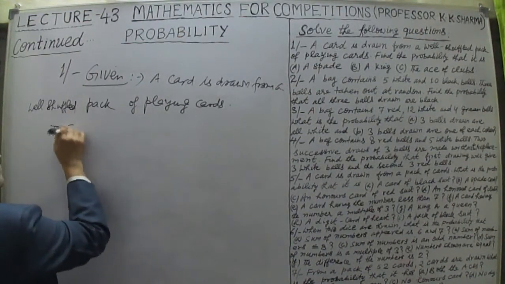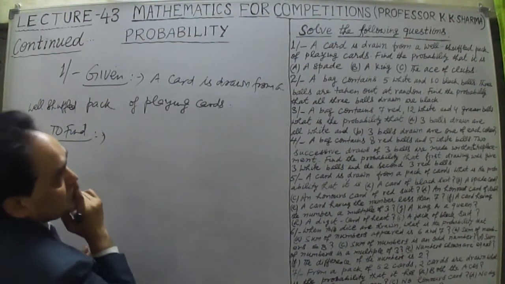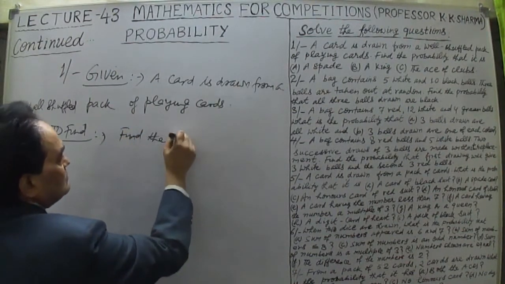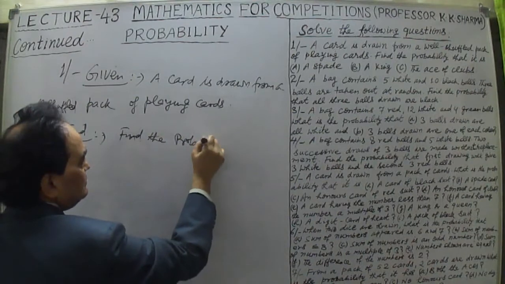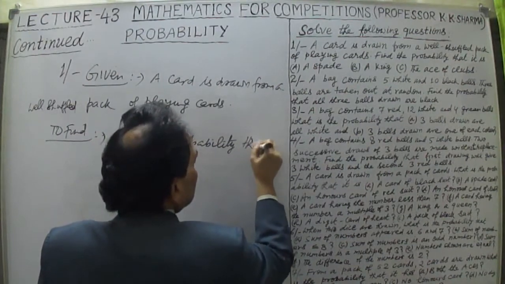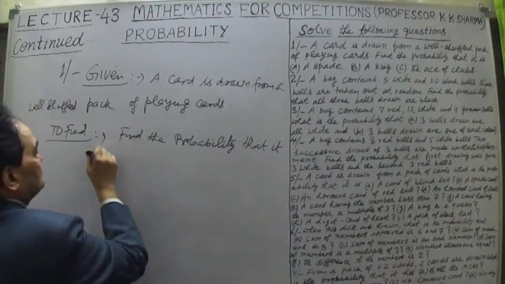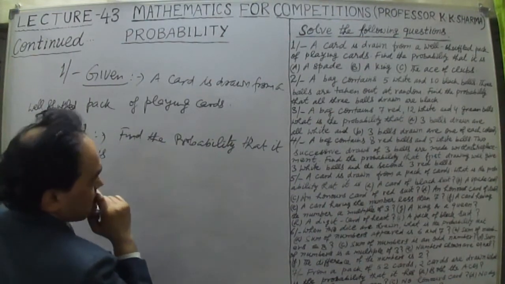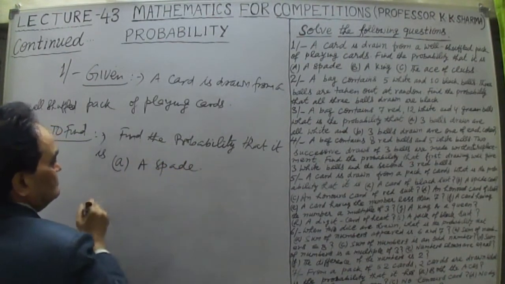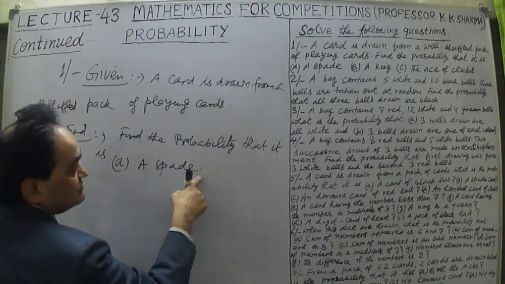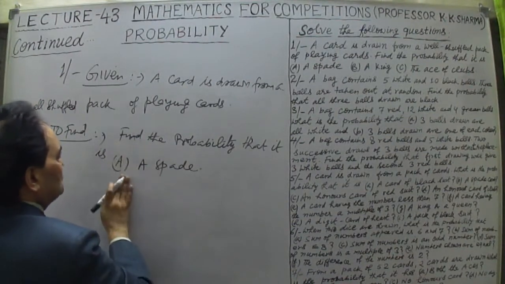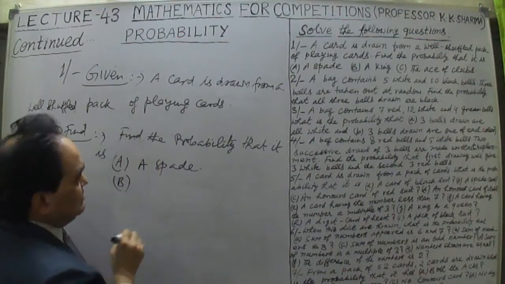Find the probability that: part A, it is a spade card, a black suit. Part B, it is a king. We can take capital, no problem.